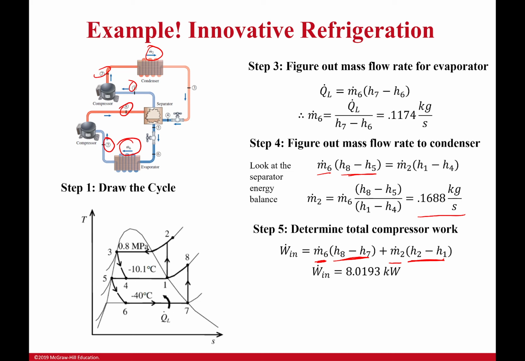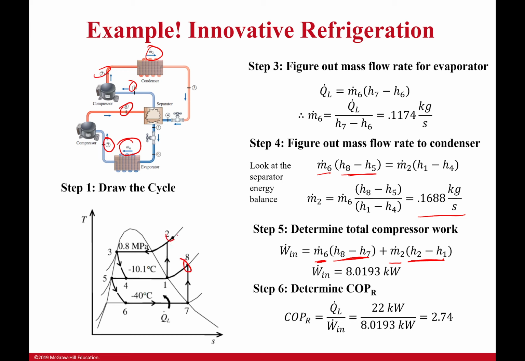Okay, now let's calculate the coefficient of performance, which is not that hard. We know the cooling load, which is 22 kilowatts. We know how much work it took to do that, which is 8.0193 kilowatts. And so that gives us a coefficient of performance of 2.74. And so that is it for this problem. It wasn't too terrible. The interpolation for points 8 and 2 was not fun, but beyond that, it wasn't too hard. Just remember, start where you know, and then work your way slowly through it.